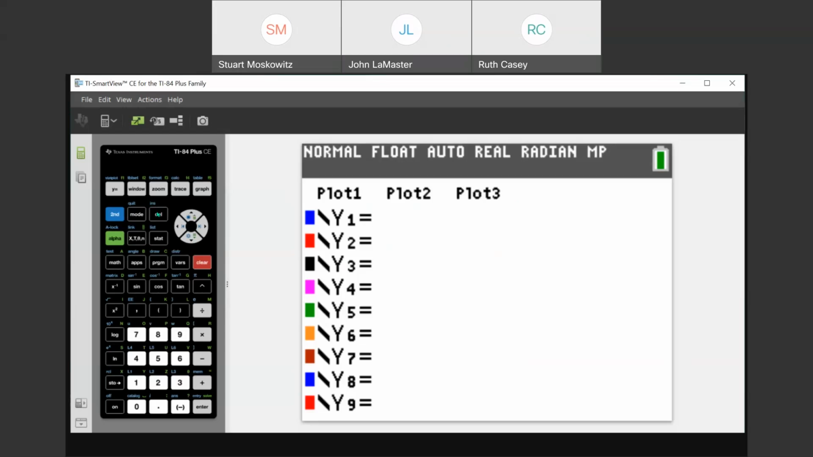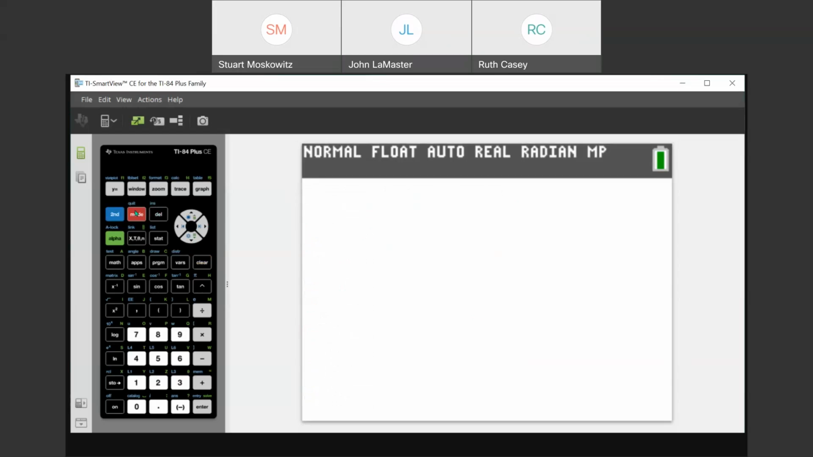If you want to go back to the home screen, and you can do that anywhere you're at, use quit, and quit is the second function above mode. So I'm going to go second, quit, I'm back at the home screen. All right.